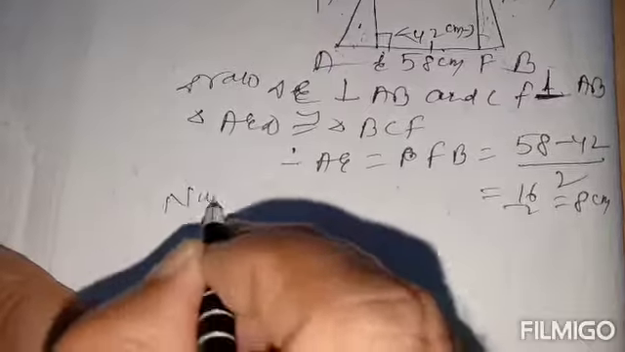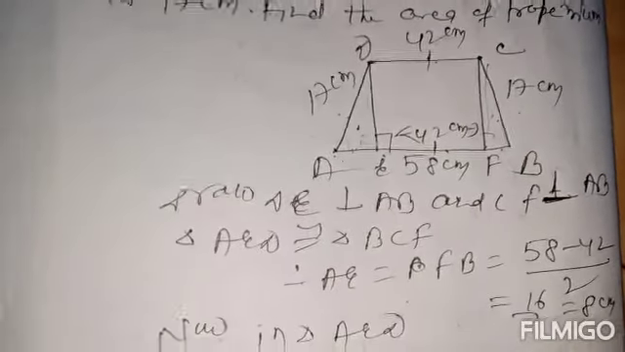Now here we have to find the height first, because for finding the area of a trapezium we must have the height. So now in triangle AED, DE square is equal to AD square minus AE square by Pythagoras theorem. So 17 square minus 8 square, 289 minus 64, 225, which is 15 square. Therefore DE is equal to 15 centimeter.